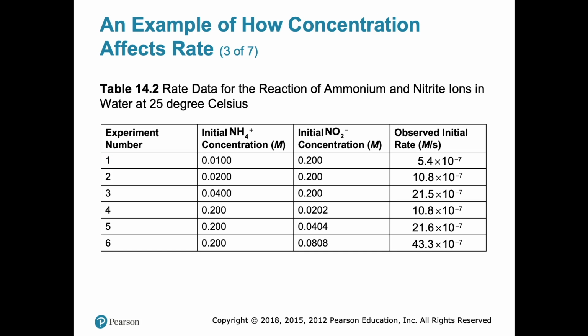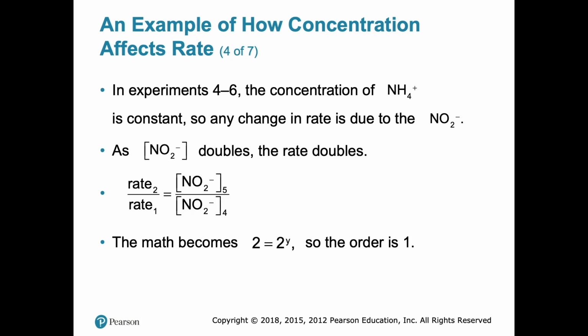Those are possible, and you'll see those later. Okay. Let's do the same thing again now, but instead of changing ammonia, let's look at the numbers for doubling nitrite. Here, ammonia stays constant, so any change is due to only the nitrite concentration. When we put the rate over the rate divided by the concentration of nitrite over the concentration of nitrite from reactions 3 and 4, we get 2 equals 2. You divide this by that, it's 2. You divide that by that, it's also 2. So that is also order 1.